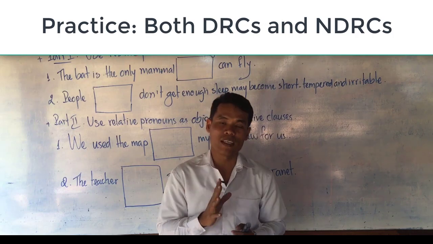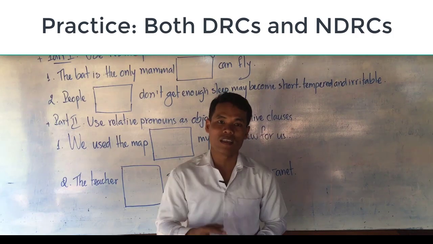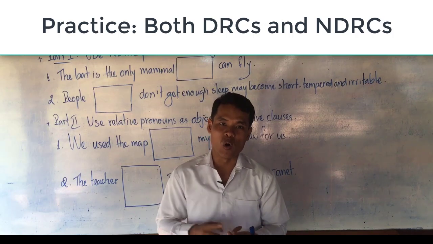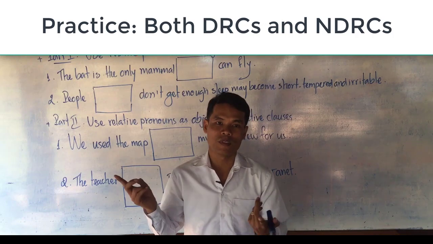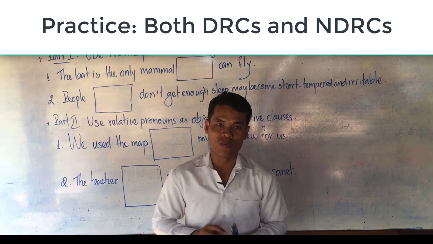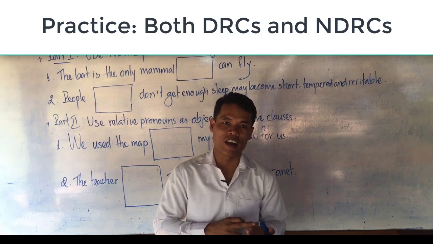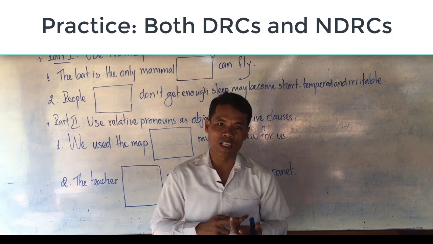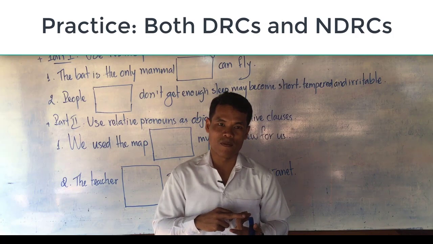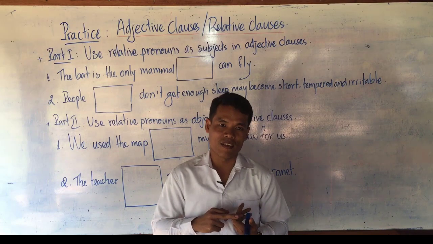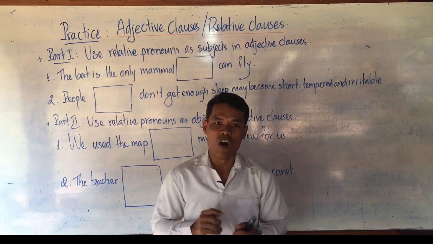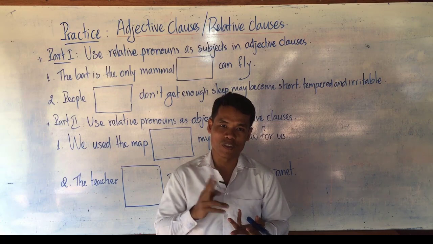Have you watched all of the relative pronouns taught by me yet? What are they? They are who, whom, which, that, and the last one is whose. Who is for people, subject and object. Whom is only object for people. Which is subject and object for things. That is subject and object for both things and people. But whose is a pronoun for possession.